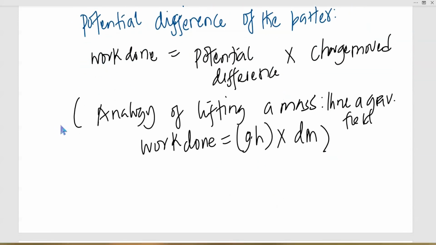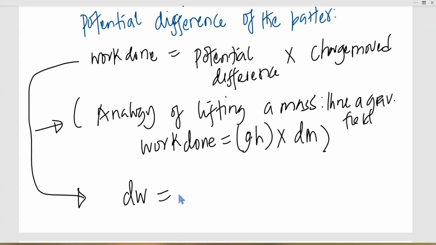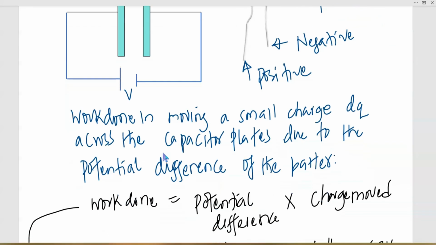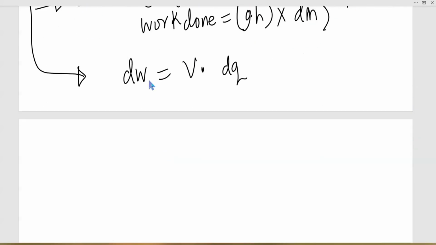Now coming back here, we shall say the small work done will equal the potential difference, which is V, times dq, which is the small charge moved. Because in charging, we are moving very tiny charges from this plate to this plate, until it is fully charged to Q. So if we want the total work done, this is going to be integrating V dq from 0 to Q, because this is the total charge.